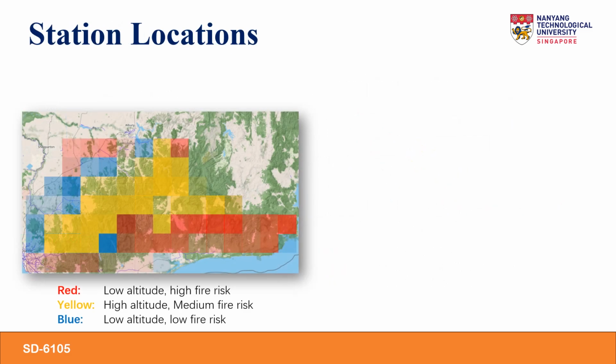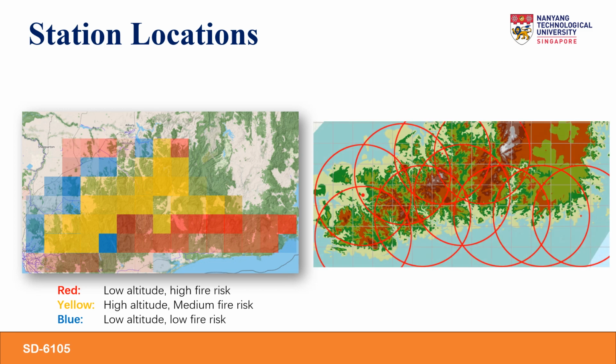Finally, we tie those grids to the map, and we could design the locations of supply stations using observation or an algorithm, which might place stations at suitable altitudes for the convenience of surveillance and should cover all the areas, especially the red grids. And here is one of the possible solutions.